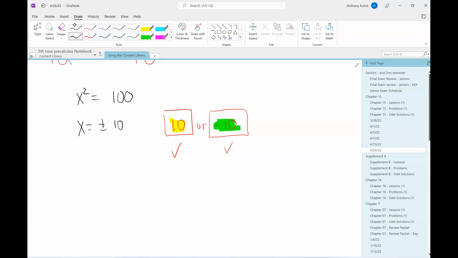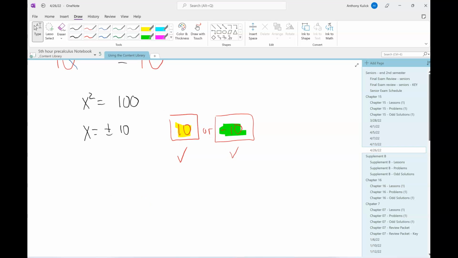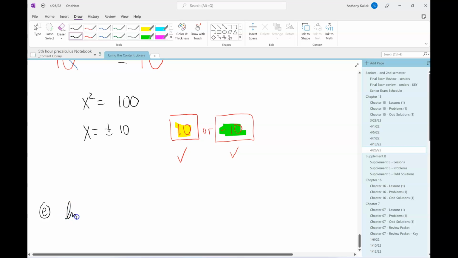Okay, so far so good. One more example, we'll be done for the day. Sound good? Ben? Yes, sir. What letter are we on now? Is it E? Sure.